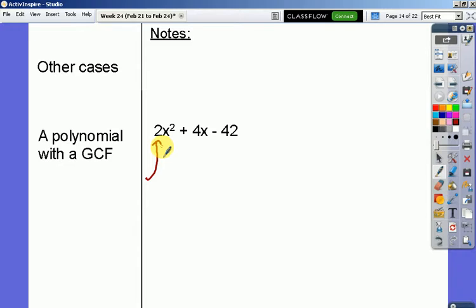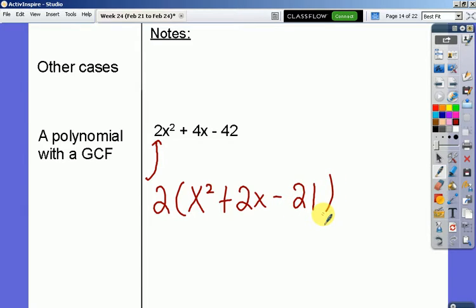What is a GCF? A 2. Right. If I pull out a 2, now what am I looking at in the parentheses? X squared plus 2x minus what? And really, all I have to do here is the exact same factoring method. Does that make sense? So that's why it's important to pull out that GCF first, so you don't all of a sudden get lost in the complicated factoring technique, when really all you have to do is pull out that GCF and then factor it in the same way that we've been factoring things.